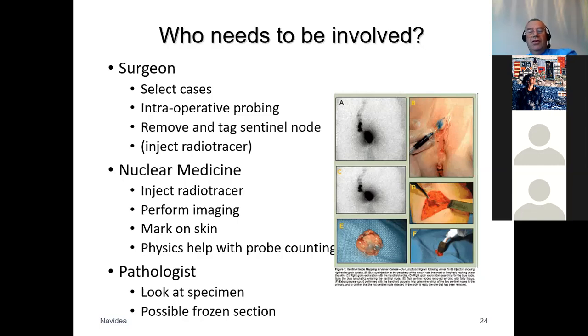Generally, for things that are on the surface, we can see, we inject the radiotracer, perform the imaging, we may mark on the skin, and our physics department may maintain the probes and keep the quality control of the probes going. And then you need a pathologist to look at the specimen, and if you're going to do it as a one-stage operation, look at frozen section, but that has fallen out of favor recently.